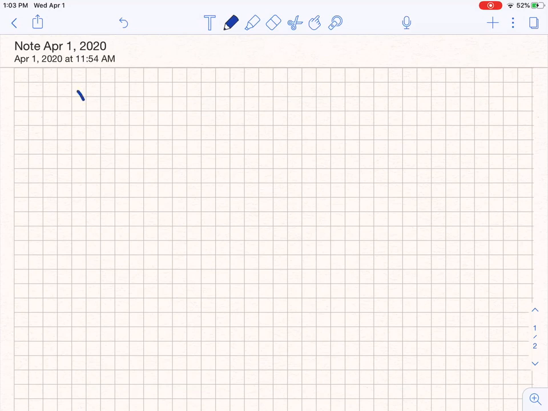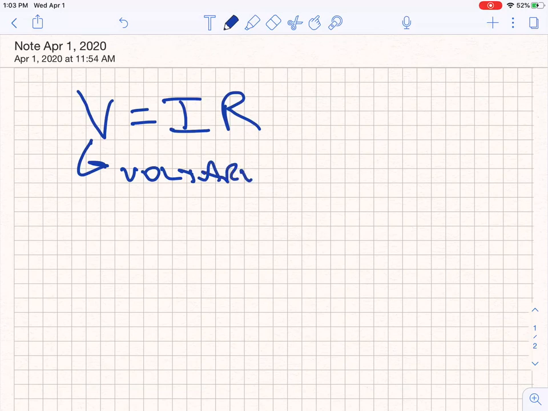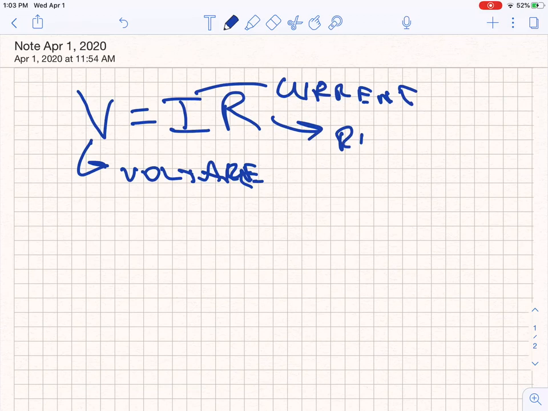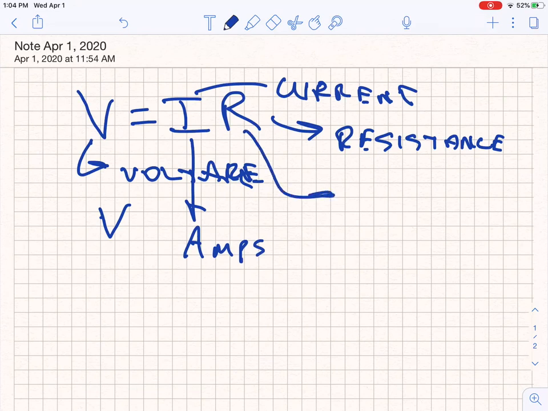So one of the big equations that come out of electricity is V = IR. So these are your voltage, here's your current, and then you've got your resistance, okay? And your voltage is, oddly enough, in volts. Your current is in amps. Your resistance is in ohms.